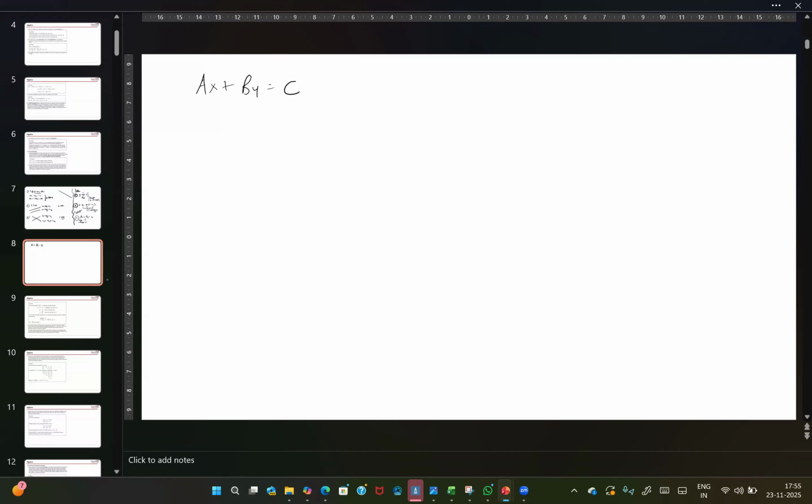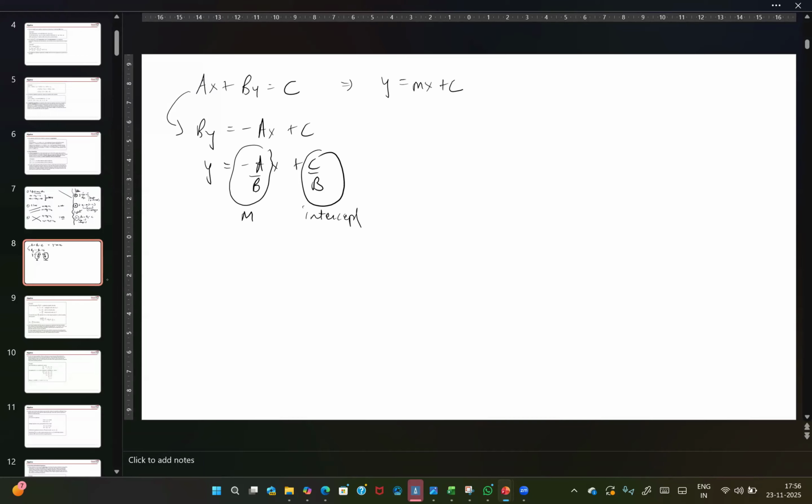So I will write this in the format of y equal to mx plus c. Let me rewrite it. By is equal to minus ax plus c, and y is equal to minus a by b x plus c by b. Clearly this becomes the slope and this becomes the intercept. Most important is that the slope is minus a by b. So if I'm given a line equation ax plus by equal to c, I can directly find the slope as minus a by b. So just take the ratio of the coefficients and put a minus.